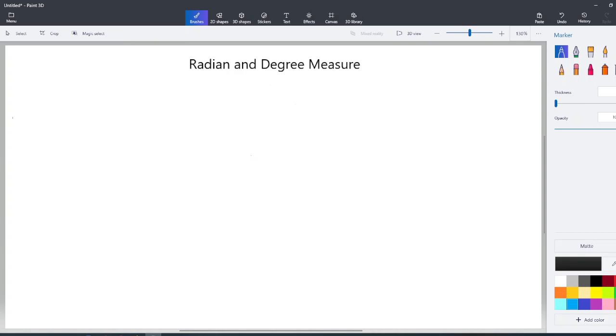Hey everybody, so in this video we're going to talk more about radian and degree measure, and we're specifically going to talk about coterminal angles. Okay, so first let's define what a coterminal angle is.